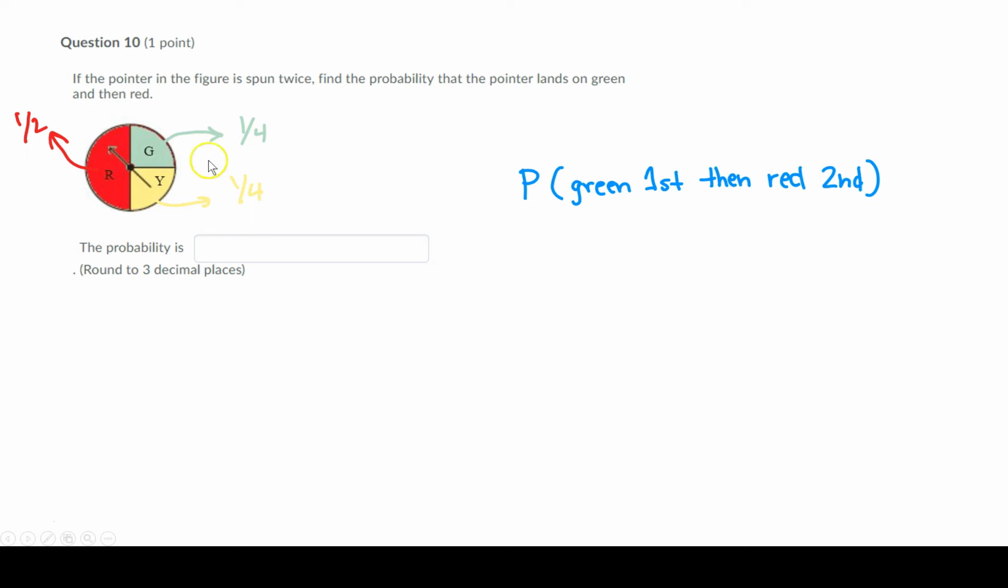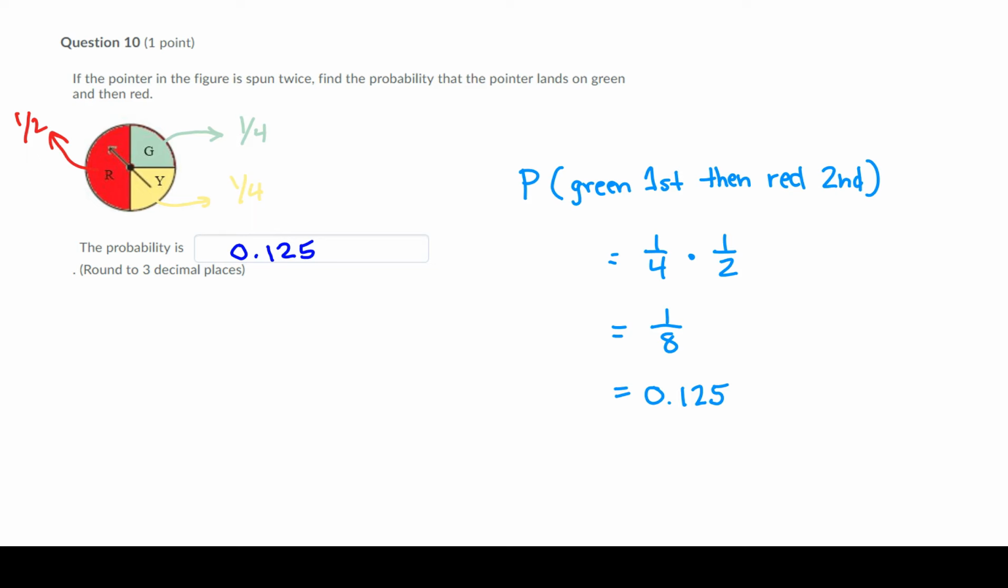Landing on green first is going to be a 1/4 probability. Landing on red second is going to be a 1/2 probability, because it doesn't matter if it's first or second. Landing on red is just going to be a 1/2 probability. So that's 1/8, which is 0.125 when rounded to 3 decimal places.